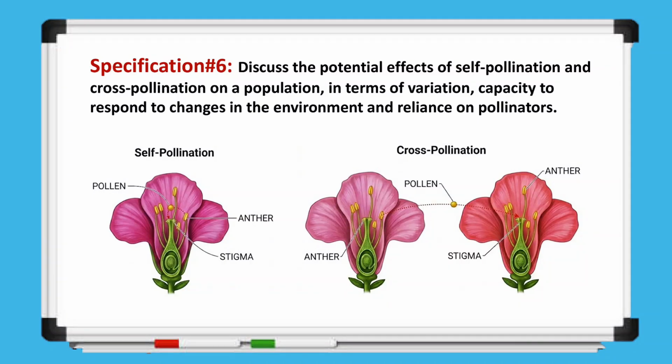Next, we move on to specification number 6, which asks us to discuss the possible effects of self-pollination and cross-pollination on a population, especially in terms of genetic variation, the ability to respond to environmental changes, and dependence on pollinators. So now we will discuss how these two types of pollination can affect plant populations.